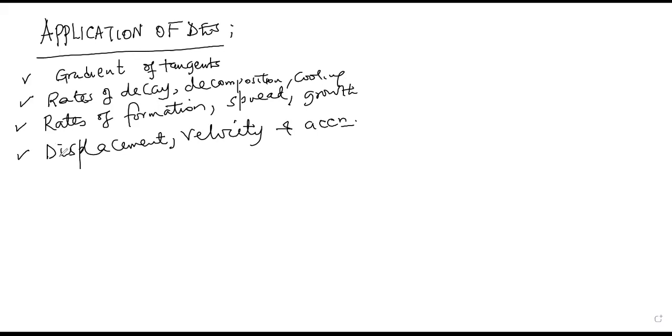So in all these cases, if I am to cut the story short, gradient of tangents means that you need to know what a tangent is and how you get the gradient of a tangent before you come to rates. You need to know rates of decay. When something is decaying, when something is decomposing, it is reducing in mass. So when we say rates of decay, we are looking at something reducing in mass. When we say decomposition, we are seeing something decomposing. When something is decomposing, it is still reducing in mass.